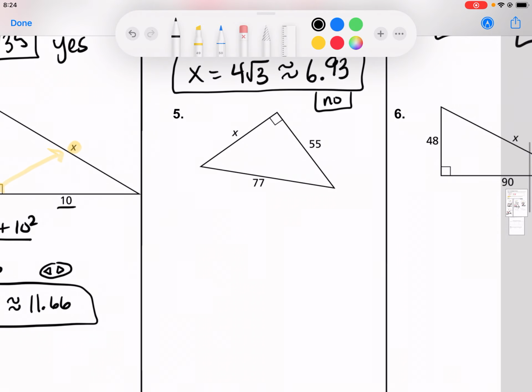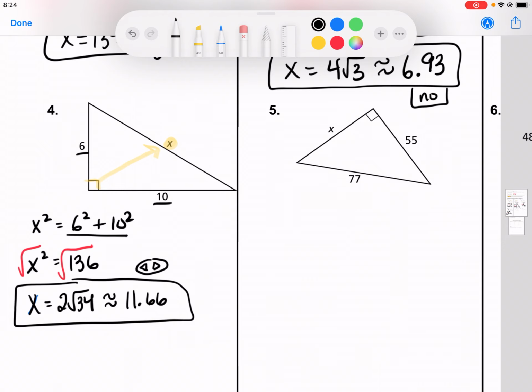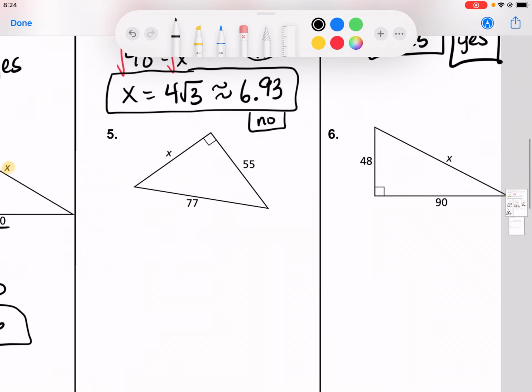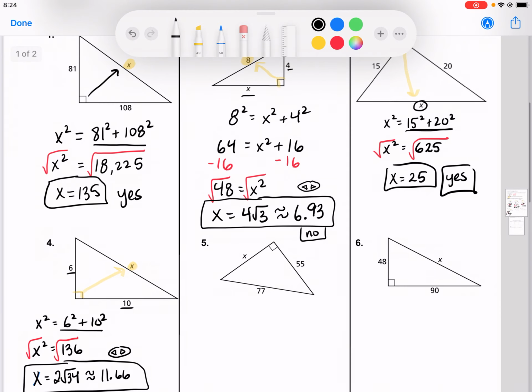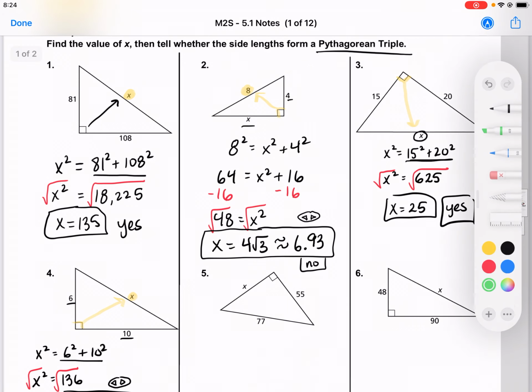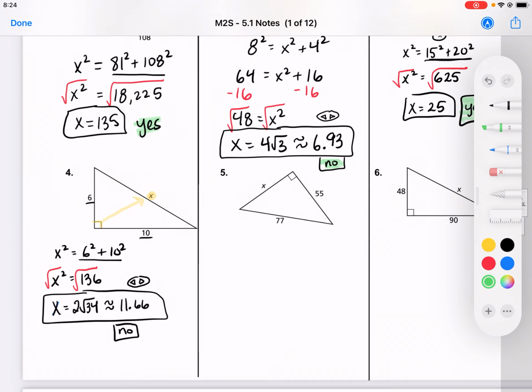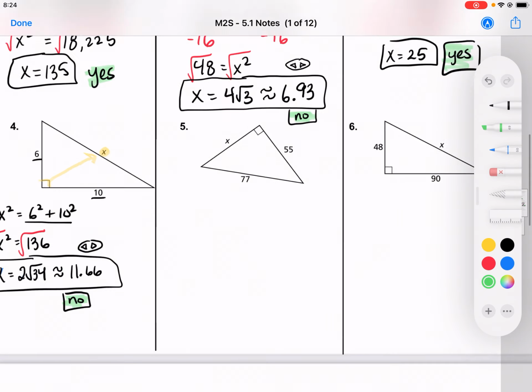All right, let's go to number 5. Oh, once again, is this a Pythagorean triple? I don't want to forget. Since there is a decimal, you would say no for the Pythagorean triple. In fact, I'm going to go back and highlight that so we know what I'm talking about when I say yes or no. So that's just whether or not they're Pythagorean triples.